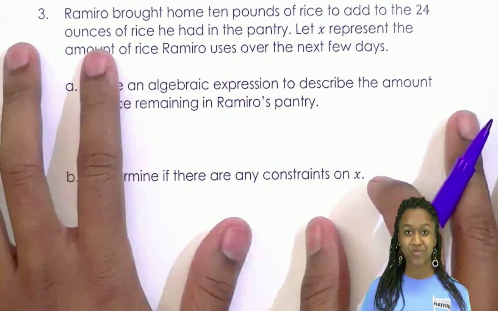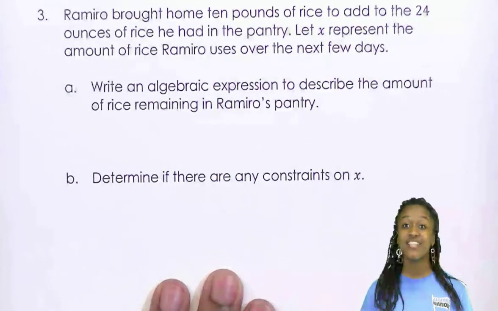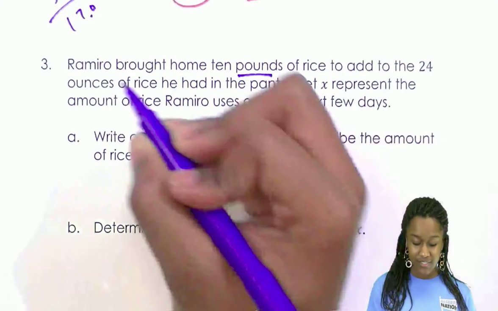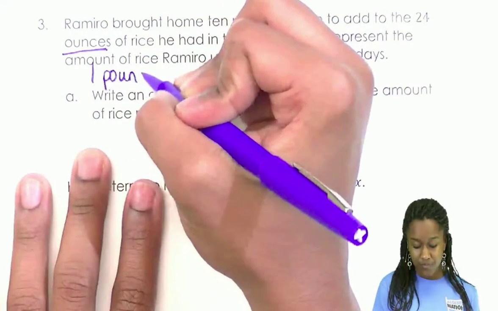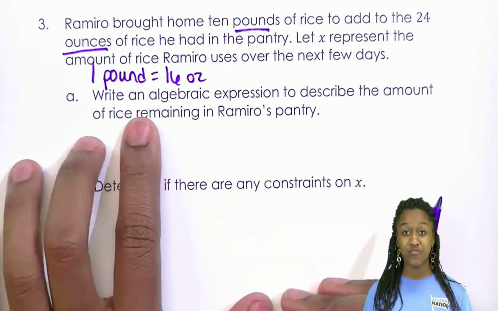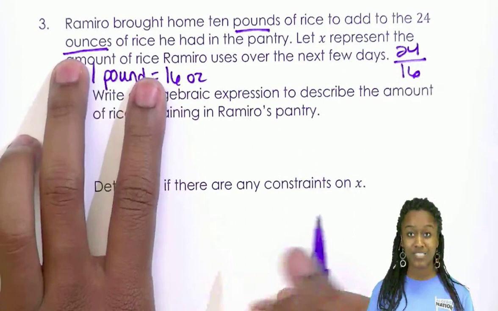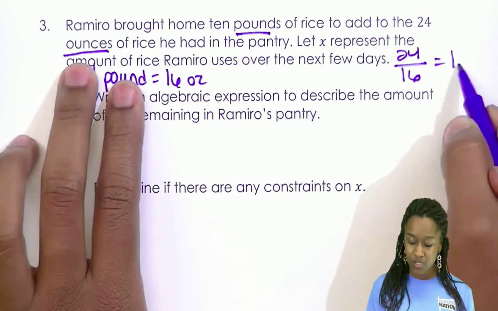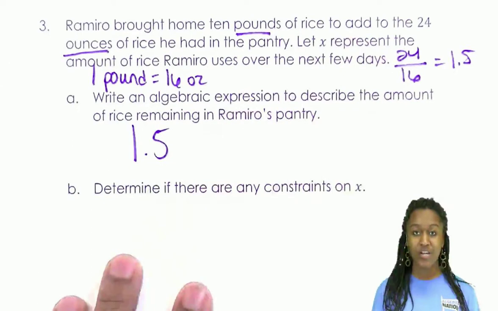All right, we have Ramiro, who brought home 10 pounds of rice to add to the 24 ounces of rice he had in the pantry. Let X represent the amount of rice Ramiro uses over the next few days. Notice that we have 2 different units of measure here, right? 1 pound equals 16 ounces. So let's use that information to convert our ounces to pounds. We have 24 ounces. If we divide 24 by 16, that'll give us that same amount in pounds. Gives us 1.5 pounds. All right, so we already have 1.5 pounds.